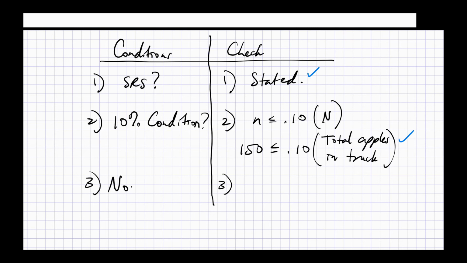Last one is normality. It's a proportions question, so we're going to use the first one: n times p is greater than or equal to 10, and n times 1 minus p is greater than or equal to 10. We just got to verify those numbers.